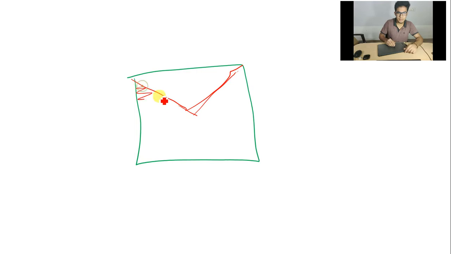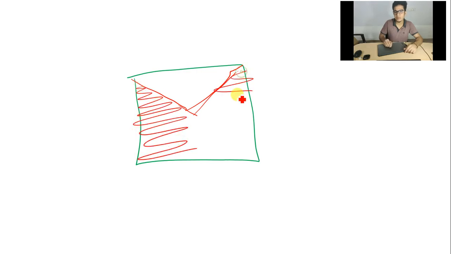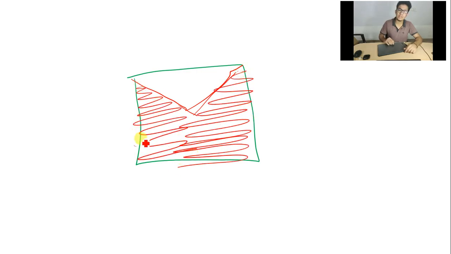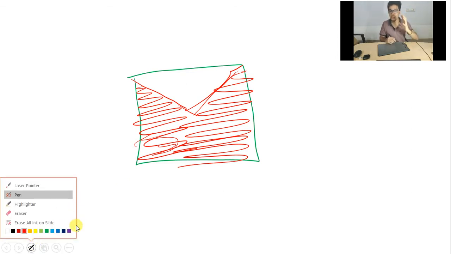Okay, so we have to draw this area. How do I draw this area? Now this area has line equations. Easily, you have to see this area is bounded by how many lines.